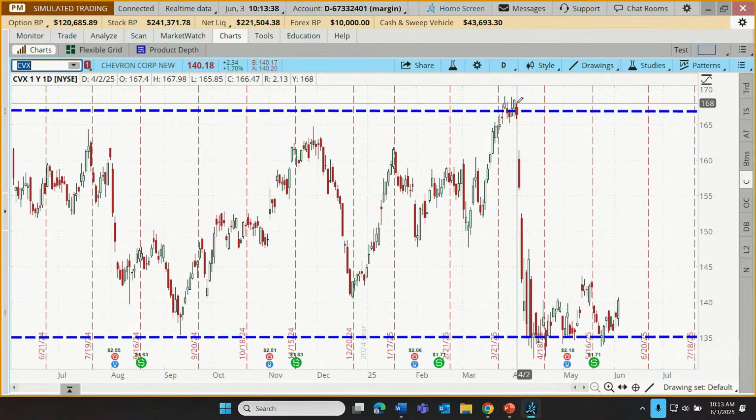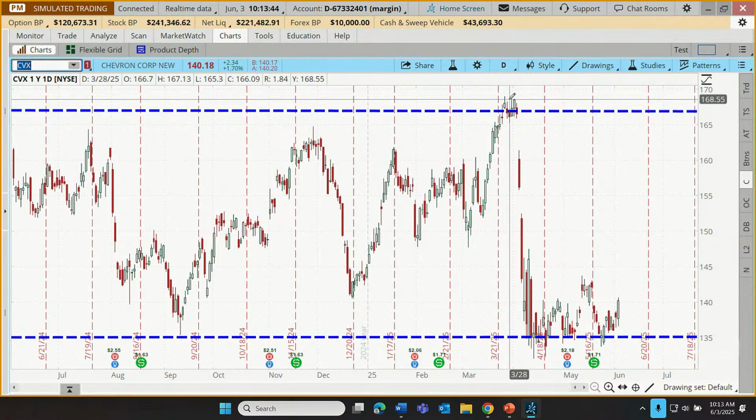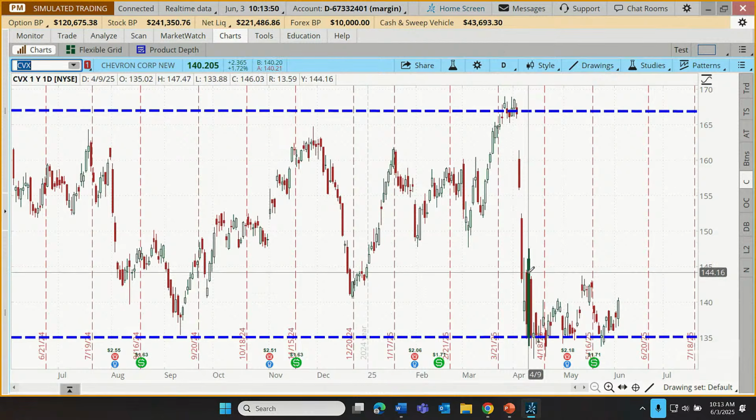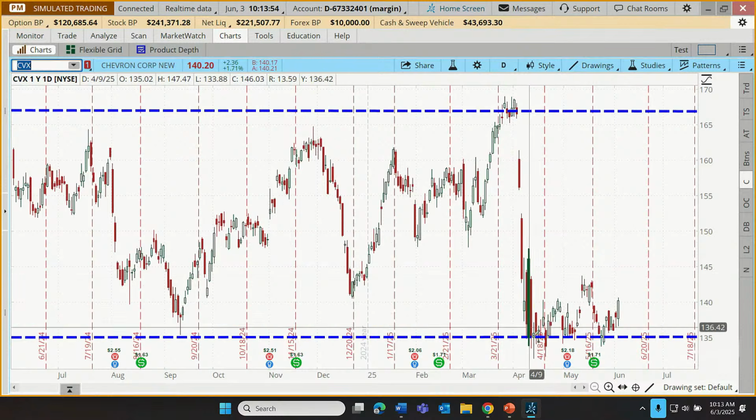It might have looked like a lot of shipping might get locked up. In any case, there could certainly be other contributing factors here to the drop in the demand for Chevron products. But in any case, we've dropped down to about the 135 level.